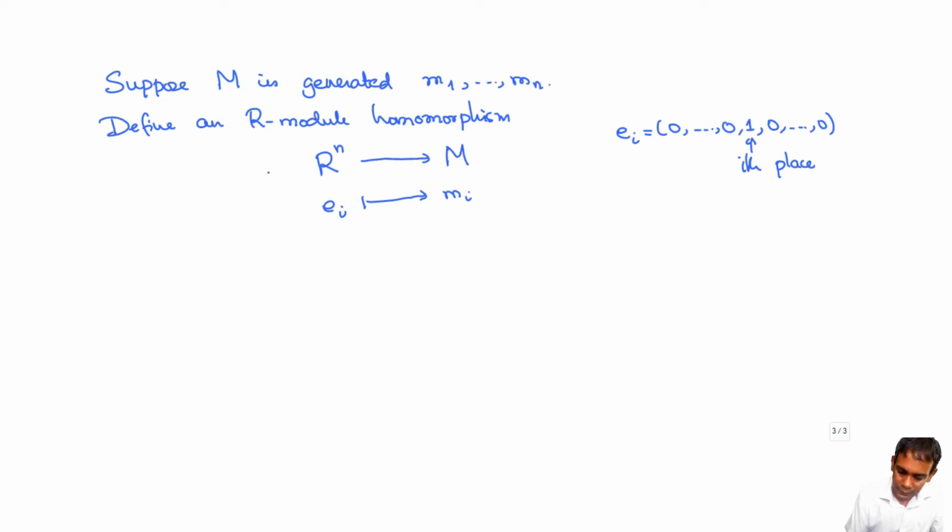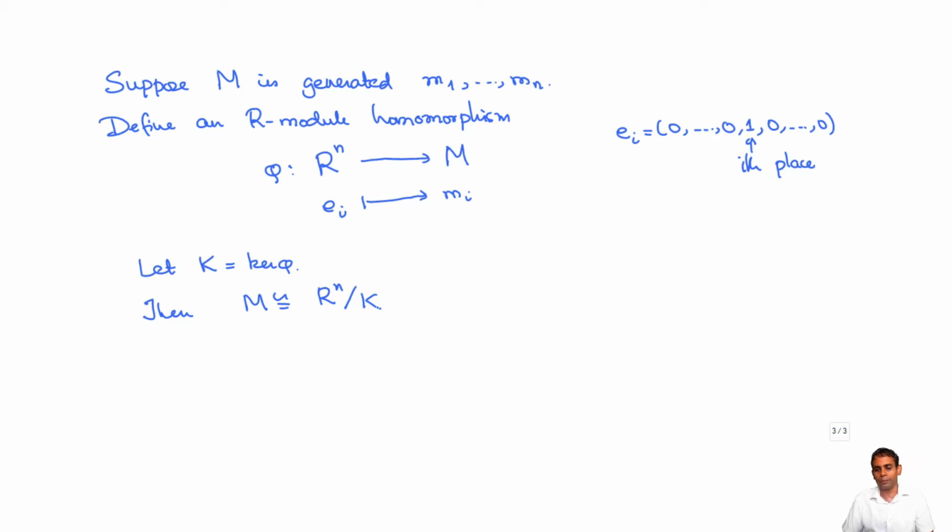What we have is that we'll call this map phi, and let K be the kernel of phi. Then M is isomorphic to R^n mod K as an R module, because whenever you have a surjective homomorphism of R modules, then the target R module is a quotient of the domain modulo its kernel.